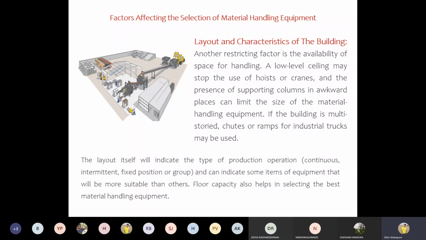People like to buy a dishwasher, but still they are not buying. Why? There is only one reason: where they are going to place it, because they never thought about that. We will buy such type of equipment. Okay, so this is a very small example which relates with the layout and the characteristics of the building.